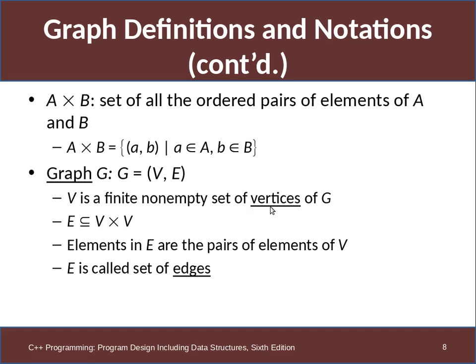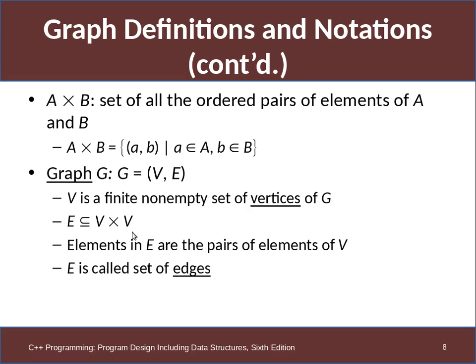V is a finite non-empty set of vertices. So a graph has to have at least one node, aka one location. If it helps, you could think of this as flight plans. Another very popular one is these are the different cities you can fly to, and the arrows are which ones you can go to.